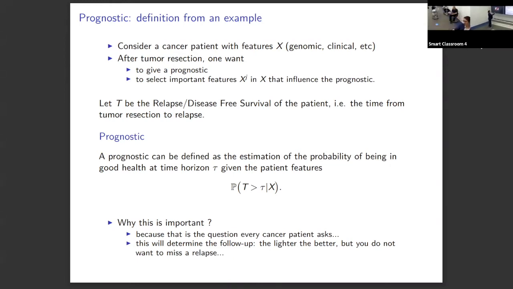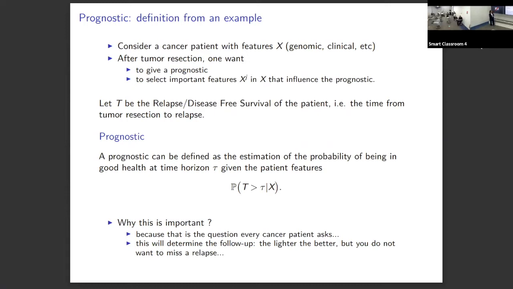So if I can estimate this probability, I can give a prognosis to my patient. I can say, well, in 2 years, you have an 80% chance of being disease-free. Okay, that's what he wants to hear.